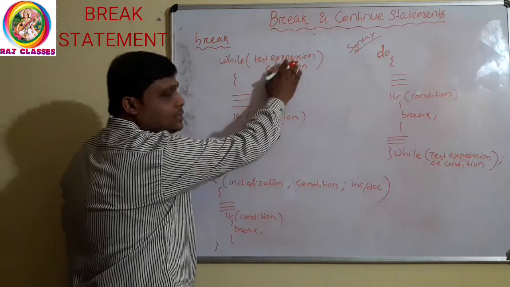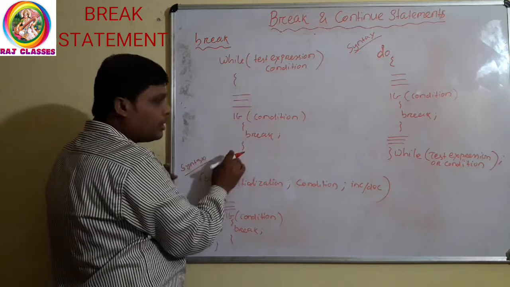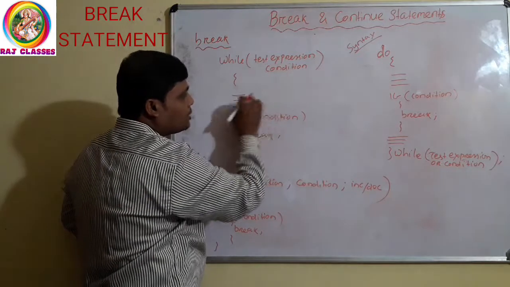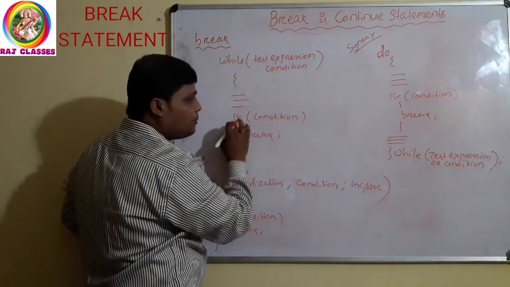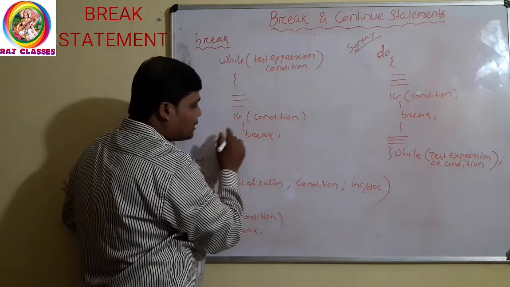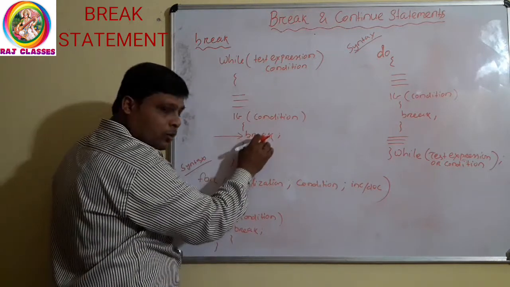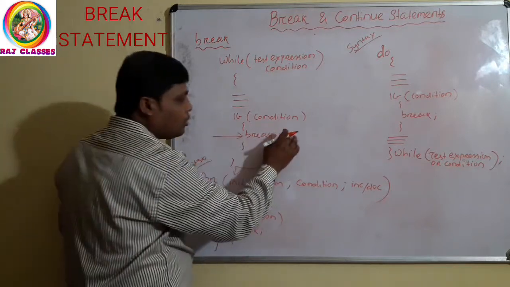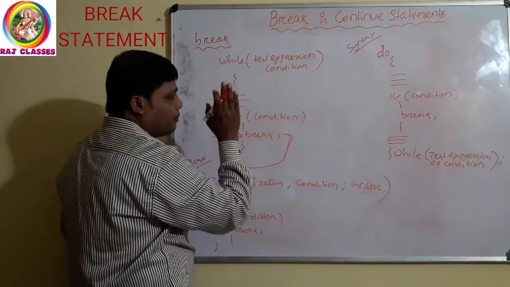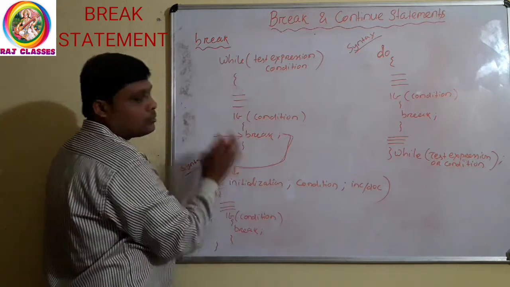In case of while, if the test expression in while is true, it will come to the body part of while and it will execute all the statements under this while. And when the if condition is true, it will execute the break statement. When this break statement executes, in case of while, the control will go out of the while loop. That means the break statement breaks the flow of execution and transfers the control out of that loop.